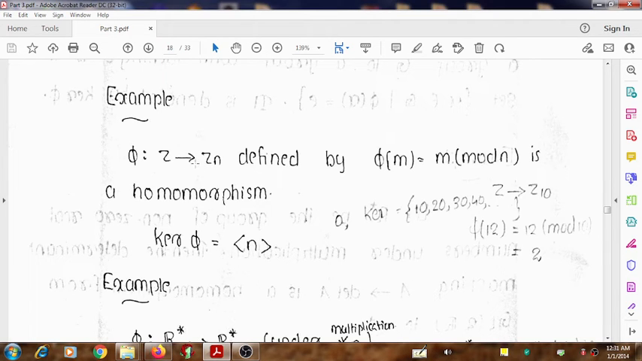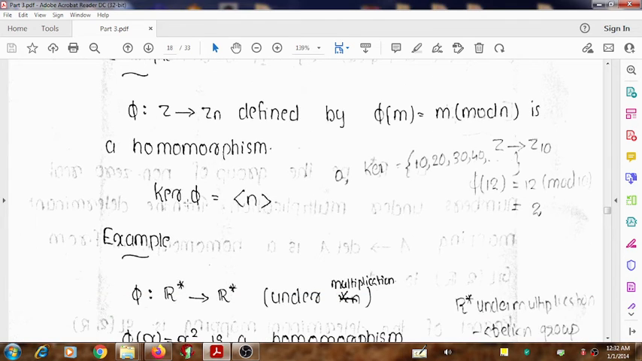Here it is clear that the operation is addition in the first group, and also in the second group. Then we define phi of m equal to m mod n. If you want the image of the element m, you should divide m by n, that's m mod n, and the remainder will be an element of Zn. And then, of course, it's a homomorphism.